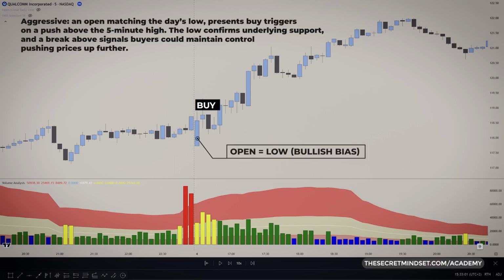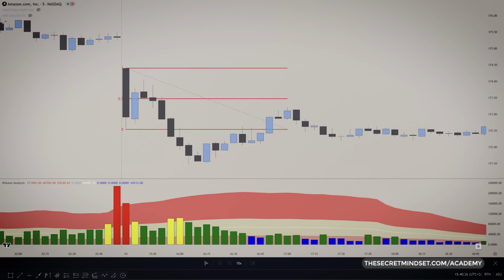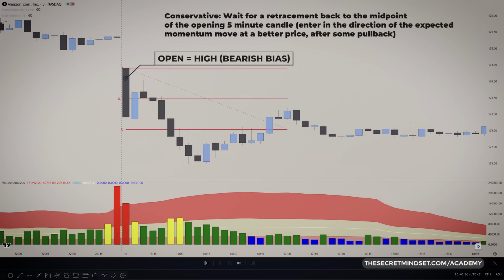As you are scalping, always risk small with tight stops above or below the 5-minute range. And a quick tip, volume-backed breakouts often spark quick continuation as momentum traders pile on. I kind of prefer the more conservative entry. Rather than entering signals immediately at the open of the next candle, I wait for a retracement back to the midpoint of the opening 5-minute candle before triggering my entry.